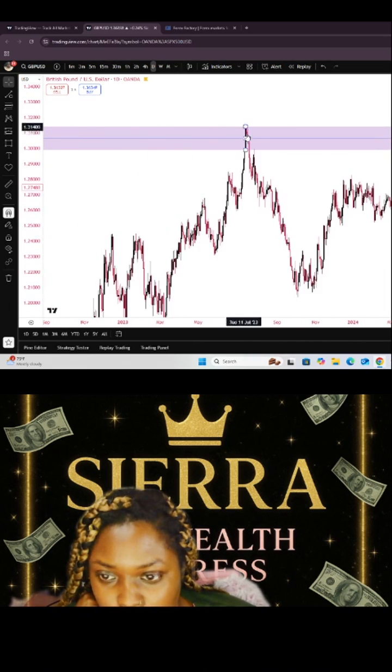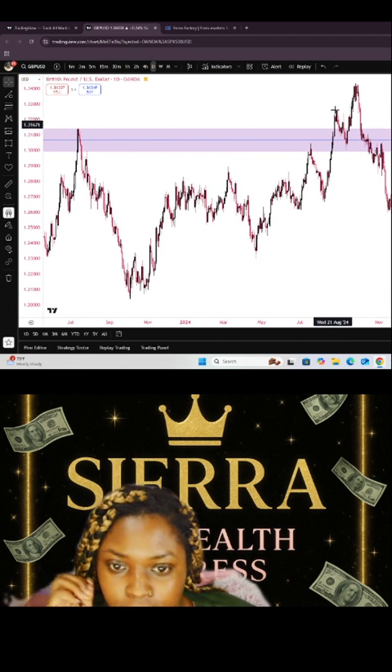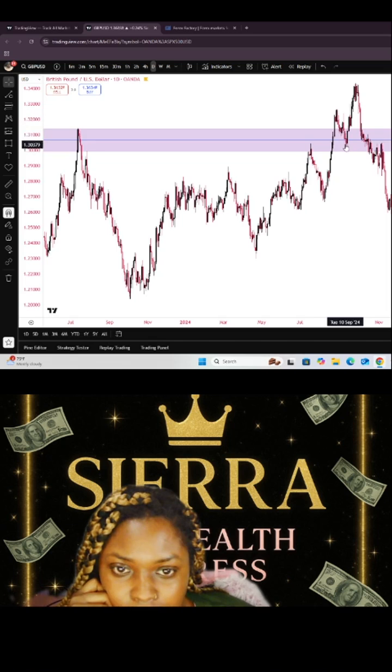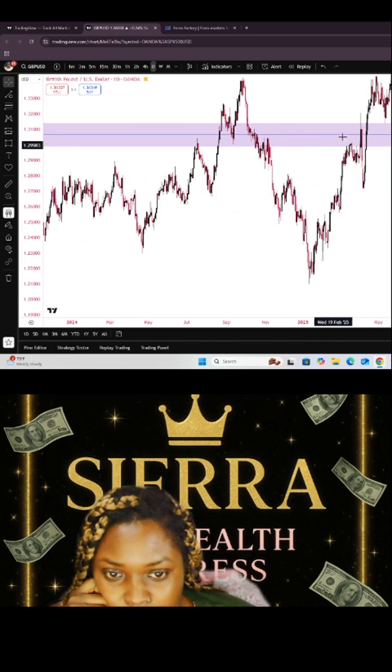So you see I marked this area up and we look over to the right. Price broke it, came back, retested it, and sold from this area. This is a supply zone. Good. And as you can see, price also respected it here.